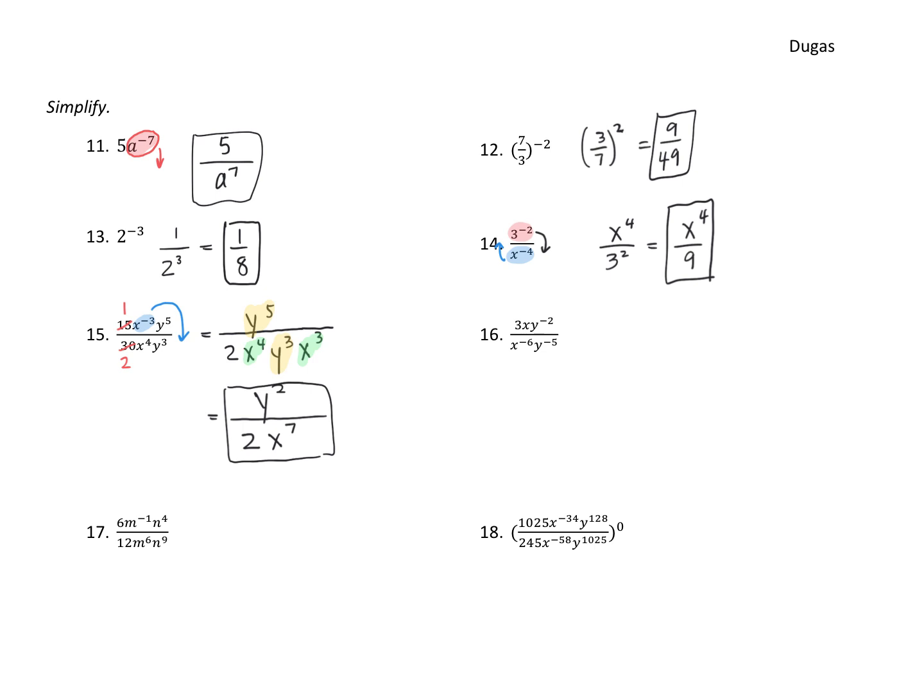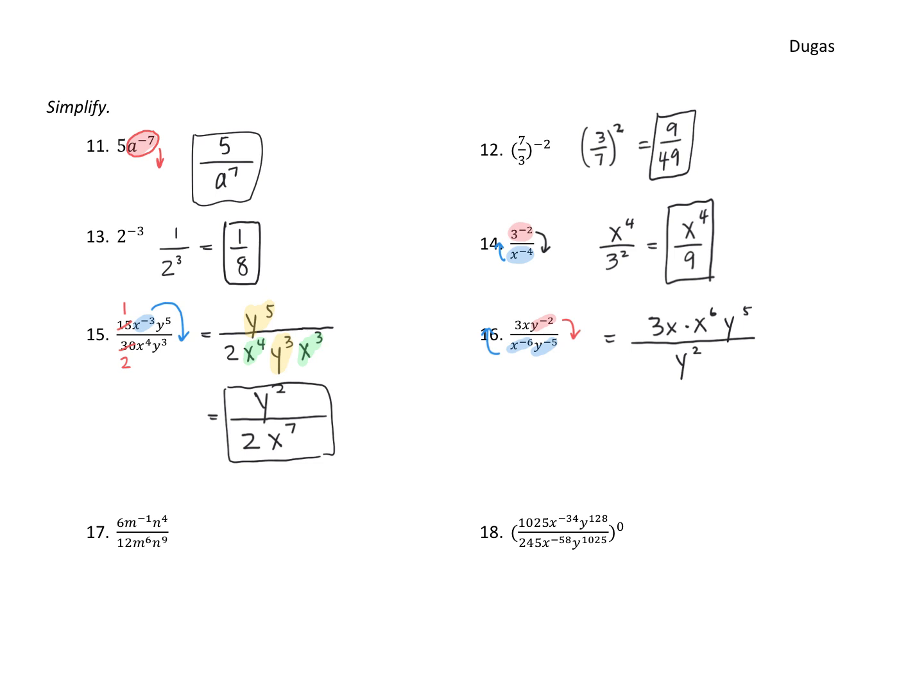Number 16. So I would start by moving all my negative exponents. So I have y to the negative 2. That's going to move down. And then on the bottom, I have x to the negative 6th, and y to the negative 5th. Both of those are going to be moving up. So let's move everything. So 3x stays on the top, and then x to the 6th would move to the top, and y to the 5th would be moved to the top. On the bottom, nothing stays, but I move a y to the negative 2 down to become a y to the positive 2.